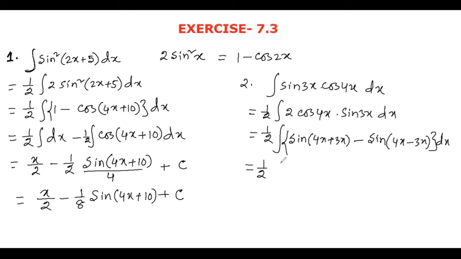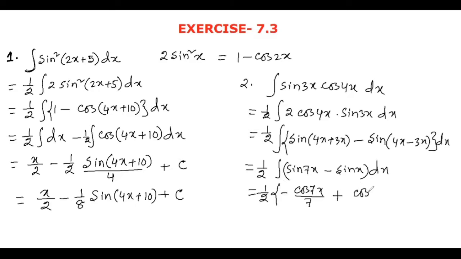So what will it be? Integration sine 7x minus sine x. Next, what is the value? 1 by 2 integration sine 7x minus cos 7x by 7, plus cos x by 1. Don't forget to write plus c. C is here the integration constant. Don't forget to write it.